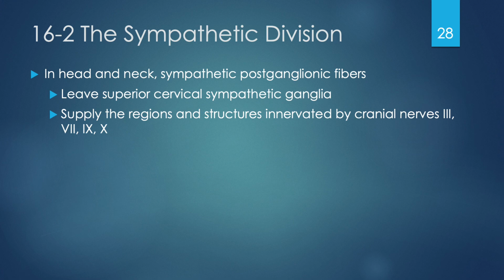Specifically, in the head and neck, the sympathetic postganglionic fibers will leave the superior cervical sympathetic ganglia, again right next to that vertebral column, and those will supply the regions and structures that are all innervated by cranial nerves 3, 7, 9, and 10.